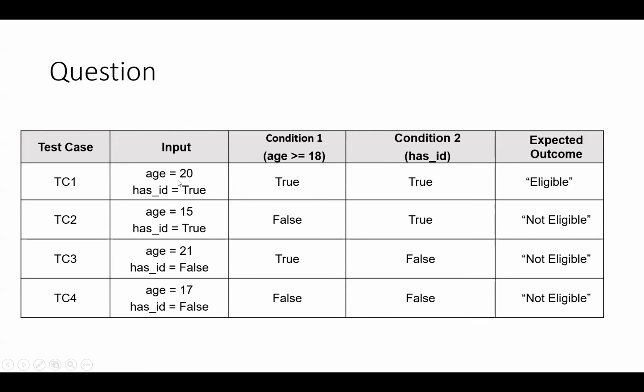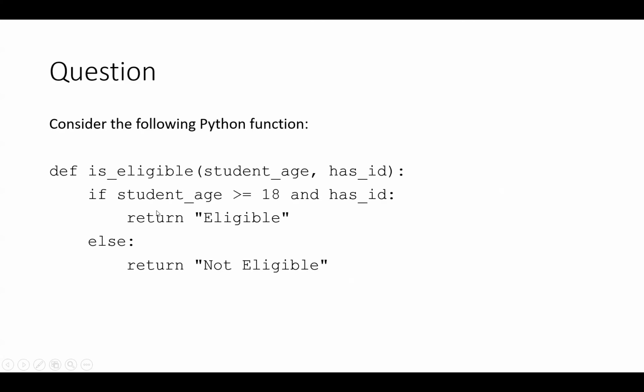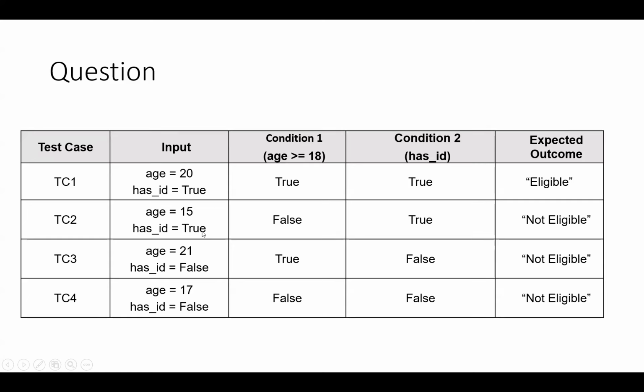So age equal to 20, that's over 18, so it's true, and they have an ID. This is a Boolean sort of check, right? So it's either true or false. So they have the ID, and in that case, because it is if the student is greater than 18 years and has an ID, it's eligible, right? Other than that, if condition 1 is false, so less than 18, but they have an ID, so that's false, true, it's not eligible.